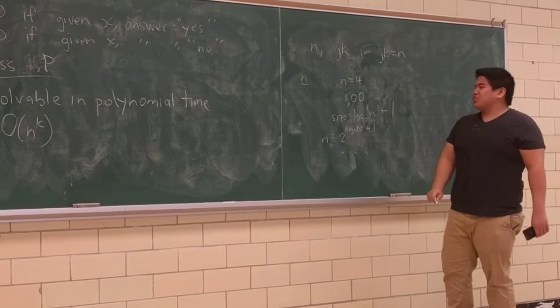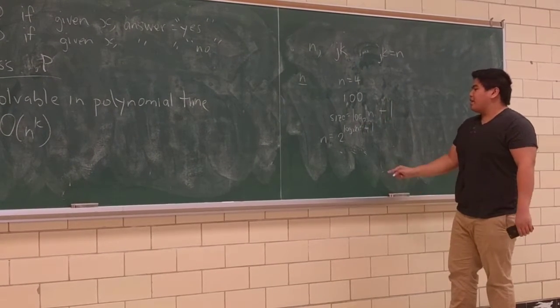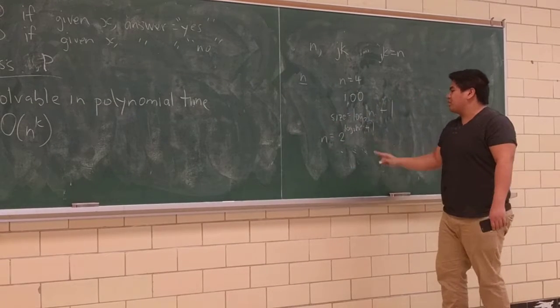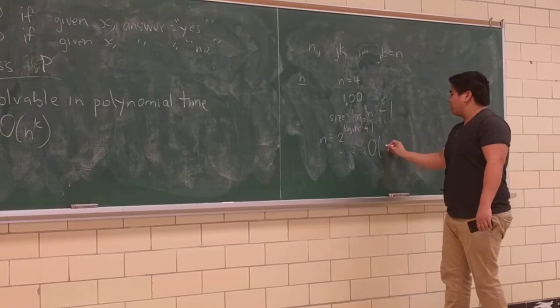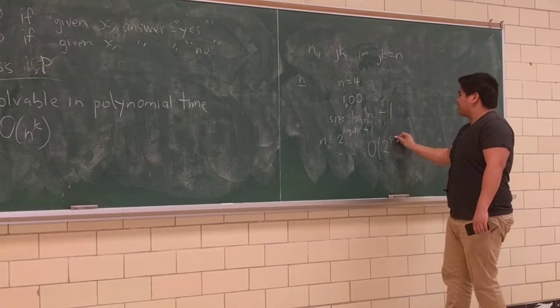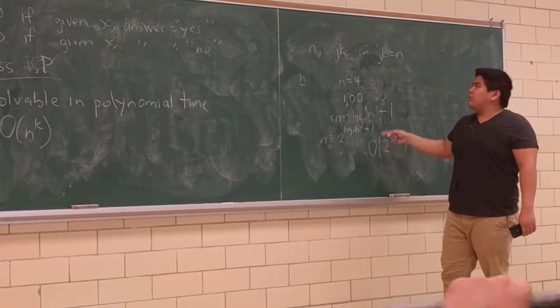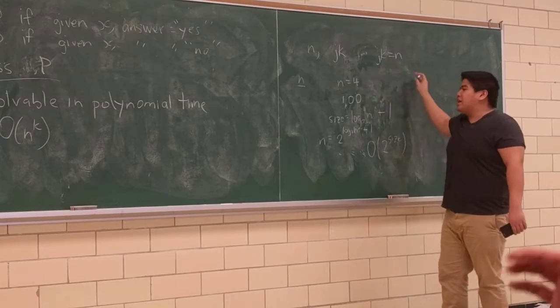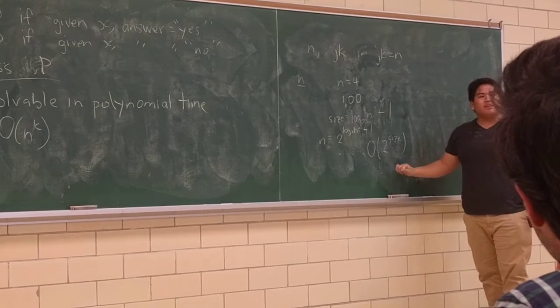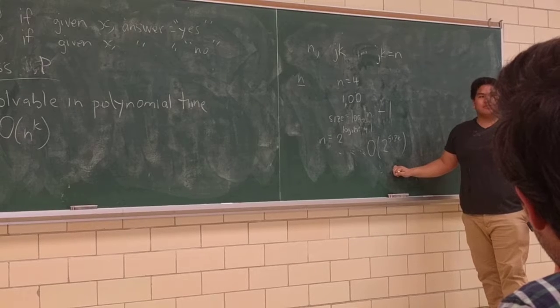So if the size is log 2n plus 1, and we know that n is equal to 2 to the log n, and the problem is O of 2 to the size, so it's actually exponential time. So this problem of whether the number is prime or not is actually exponential time and not polynomial time. Do you guys kind of get it?